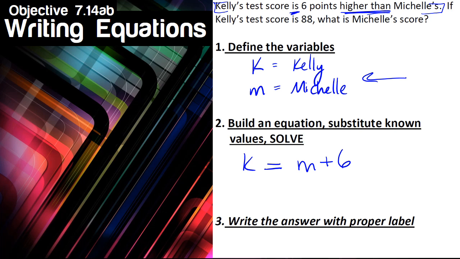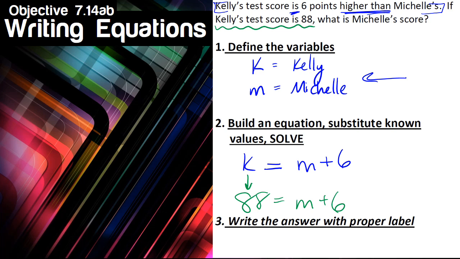We have two variables, but we're also given some key information. Kelly's test score is equal to 88. So what we can do for that lovely little piece of information, we know that K is equal to 88. What we can do is substitute K for 88 and then rewrite our equation.